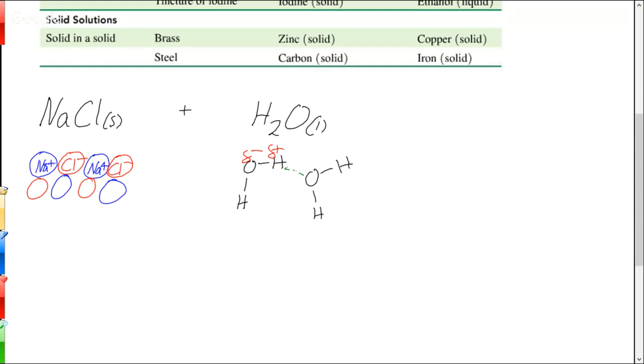which we said is not as strong as an actual covalent bond. They're not sharing electrons. And it's also not as strong as an ionic interaction. It's not like the sodium and chloride because it's just these partial charges. But they're still attracting each other. They're still connected together in this way.